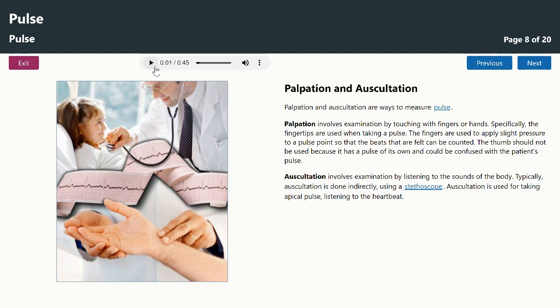Palpation and auscultation. Palpation and auscultation are ways to measure pulse. Palpate is to touch, auscultate is to listen. Palpation involves examination by touching with fingers or hands. Specifically, the fingertips are used when taking a pulse. The fingers are used to apply slight pressure to a pulse point so that the beats that are felt can be counted. The thumb should not be used because it has a pulse of its own, and it could be confused with the patient's pulse.